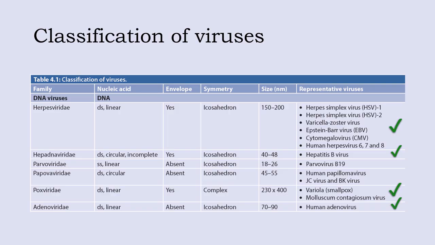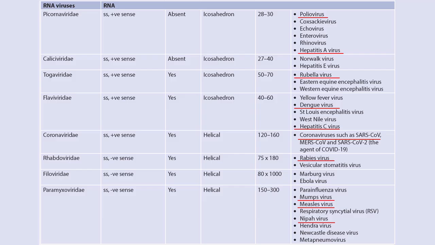Apart from this, you have a few viruses which are very important for undergraduate education. You have the picornaviridae, which is your polio virus, and hepatitis A virus is very, very important, including the Coxsackie virus. Caliciviridae family, which is your Norwalk and hepatitis E virus. Togaviridae, the main component is rubella virus.